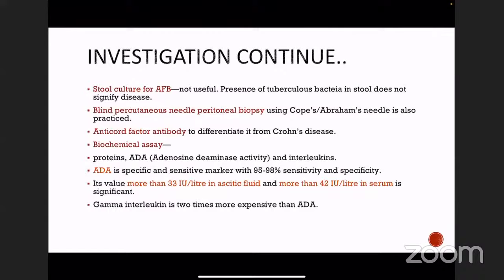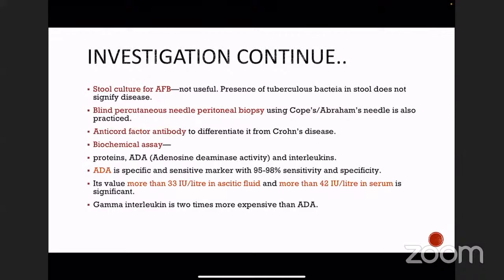Sometimes the dead bacteria also can be present in the stool, and that doesn't signify an active disease. As I said, like the Mantoux test, it is similar for the stool culture AFB also. Other is blind percutaneous needle peritoneal biopsy, which can also be done using Cope's and the Abraham needle. When there is a gross ascites or when there is a gross mass, you can take a direct biopsy, right?